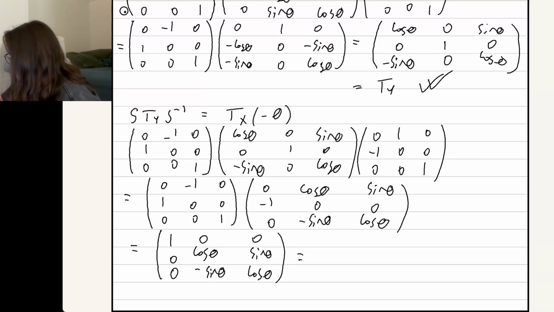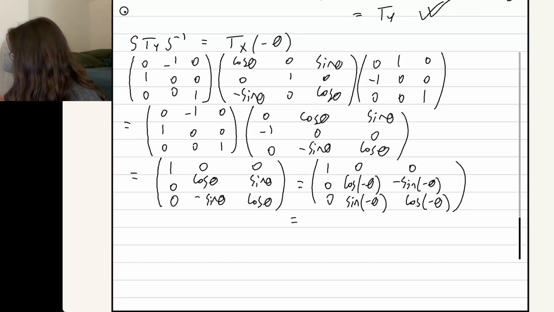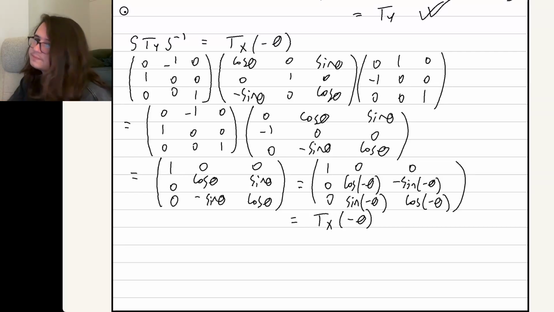Okay, so we can make use of the fact that cosine is an even function, so this is actually equal to cosine minus theta. Sine is odd, so this is equal to sine minus theta, 0, and then again, sine is an odd function, and cosine is an even function. So yeah, this does look like T sub x rotating in the negative, the clockwise direction. All right.